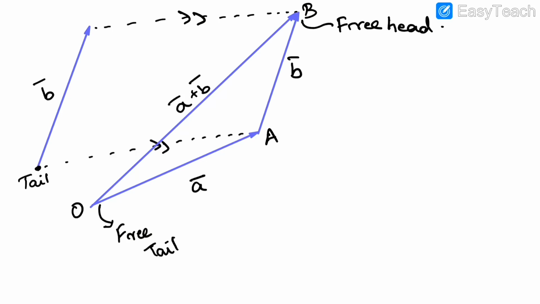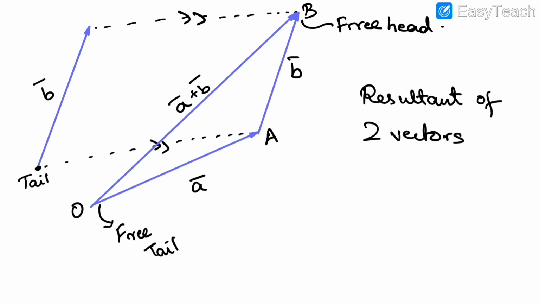And then you are joining the free tail to the free head. Simple, to get the resultant. So whenever you hear the term resultant of two vectors, nobody will tell you the sum of two vectors. It is generally not used in physics. In physics, whenever 2 or 3 or 5 or 6, you can keep on adding, right? Resultant of two vectors, it always means their sum. It is always a plus b.